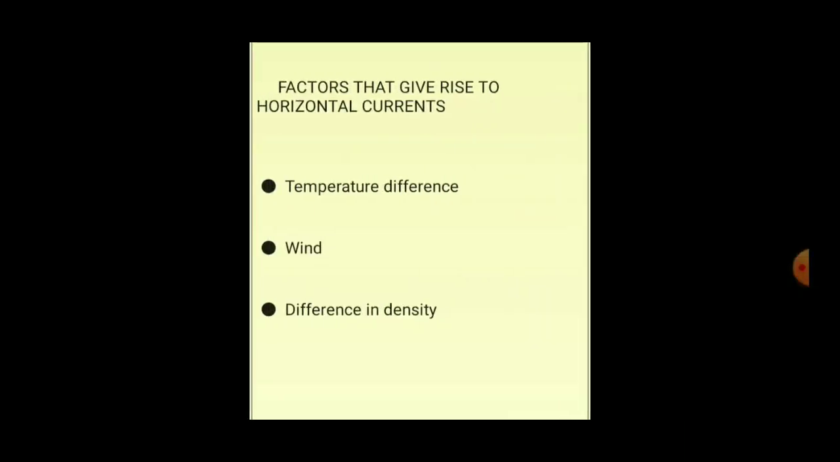Now the factor which gives rise to this horizontal current mainly is temperature difference. Other factors are wind, and the next is difference in density. Let us see these factors once again. Temperature difference is one of the important factors that leads to horizontal ocean current. Other factors are winds and also difference in the density.